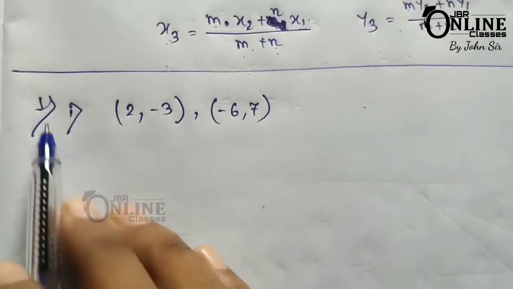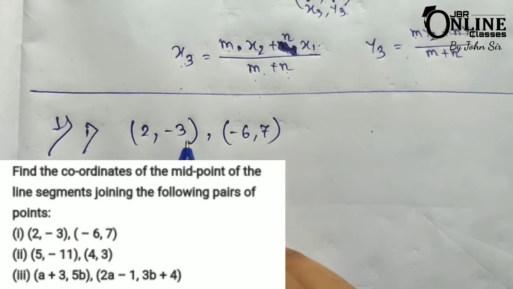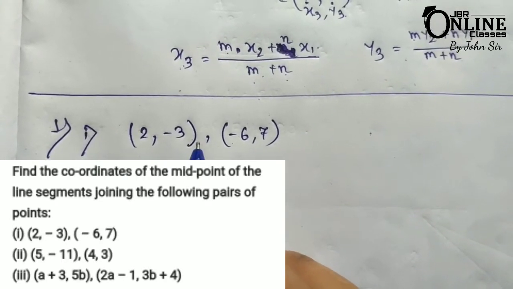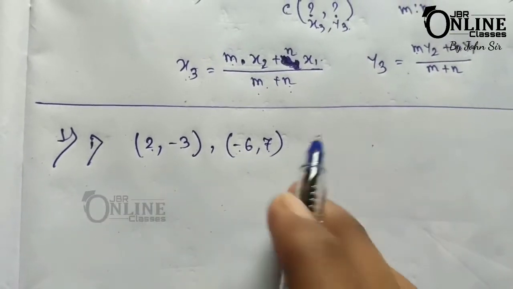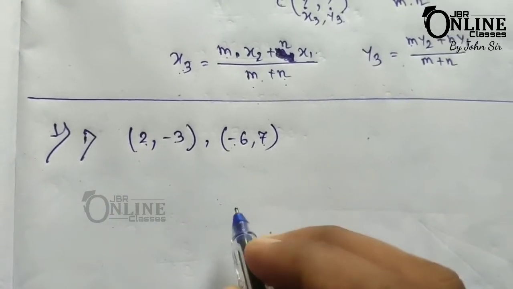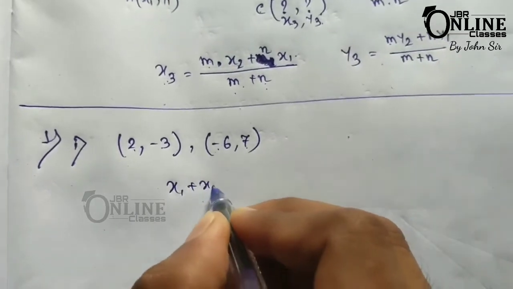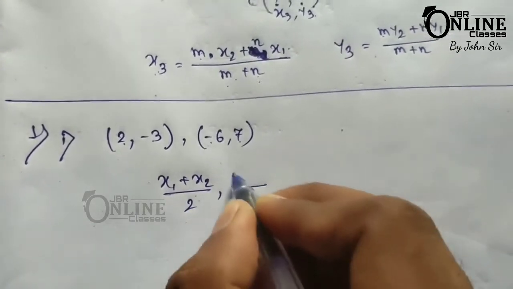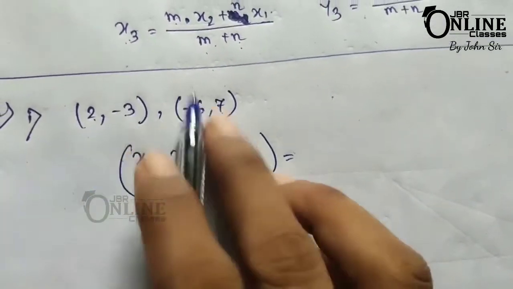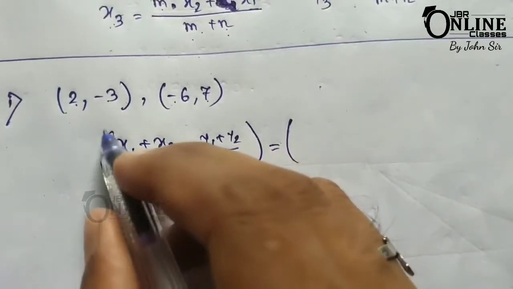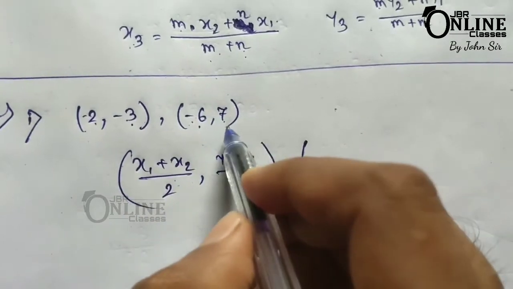Now here is sum number 1. In sum number 1, part 1, find the coordinates of the midpoint of the line segment joining the following pairs of points. The first pair of points is (2, -3) and (-6, 7). Now you have to find the midpoint, so we have to apply the formula (x1 plus x2) by 2 comma (y1 plus y2) by 2. Here x1 equals 2, x2 equals -6, y1 equals -3, y2 equals 7.